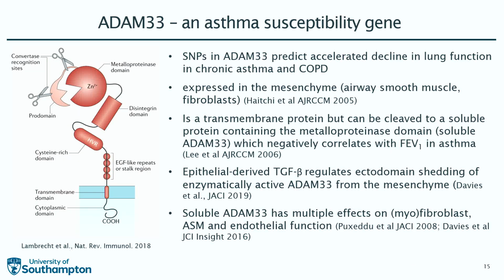My last slide I just want to talk about is ADAM33. So we know that ADAM33 is an asthma susceptibility gene. It's expressed in the mesenchyme. It's a transmembrane protein that's cleaved to a soluble form that's released into the airway. And it has multiple effects on remodeling.